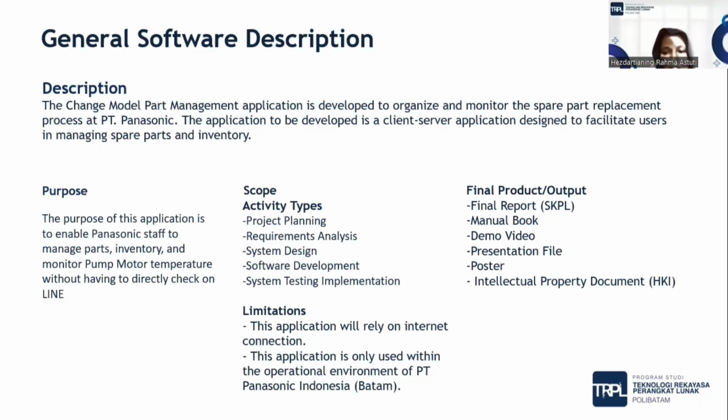Final product or output. Number 1, final report. Number 2, manual book. Number 3, demo video. Number 4, presentation file. Number 5, poster. And last, intellectual property document.